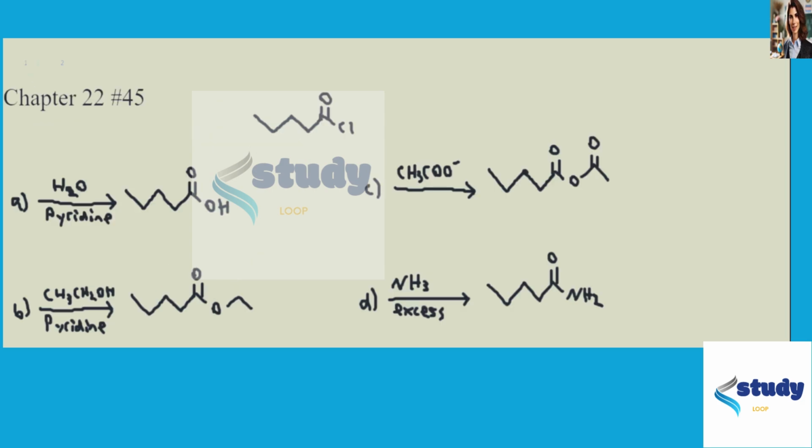These are all substitution reactions starting from pentanoyl chloride. We will get the substitution product, depending on the nucleophile that's used in each reaction. And that's the answer to Chapter 22, problem number 45.